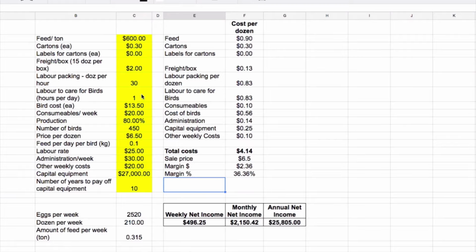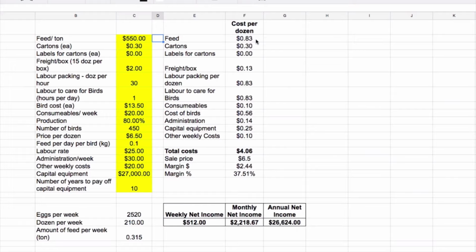One of your biggest costs will be labour. So there you go, labour packing per dozen out of everything, 83 cents. Labour to care for the birds, 83 cents. The only thing bigger than that is your feed cost at 90 cents per dozen. So at 90 cents per dozen, let's just say you could get your feed for $5.50 a tonne.